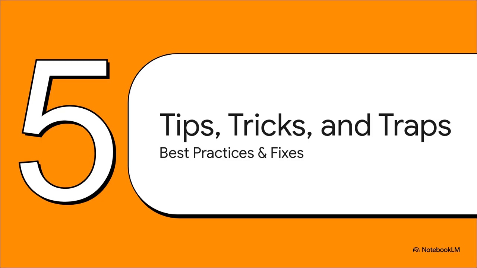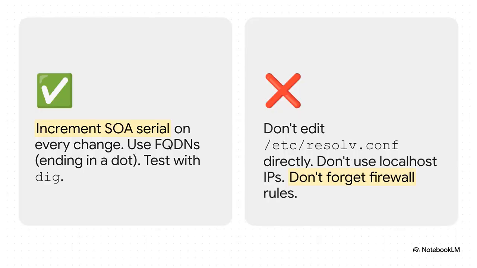But now you've got to maintain it and know what to do when things go wrong. So this last section is all about the essential do's, the don'ts, and some common problems you might run into. So let's quickly run through some key habits to get into. Always increment that serial number, and always use that little dot at the end of full domain names in your zone files. It's more important than you think. On the flip side, never forget your firewall rules. And a big one, don't try to edit /etc/resolv.conf by hand on modern systems. Your changes will almost always get overwritten automatically.